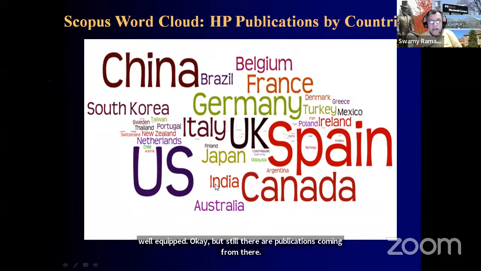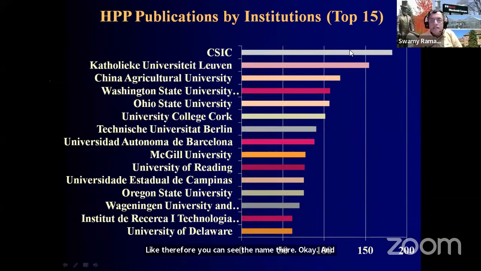This is institutions worldwide, the top 15, and CSIC in Spain became number one. Belgium, such a small country, has done a lot of work in high pressure processing. China Agriculture started very late. Before 2010, they didn't have anything, so everything in China is from the last 10, 12 years. Today they are a very big player in high pressure processing. There's also Washington State, Ohio State, and you can see McGill University. We had published about 100 papers by then, and today of course we have done a lot more. McGill was probably the only university in Canada researching high pressure processing.